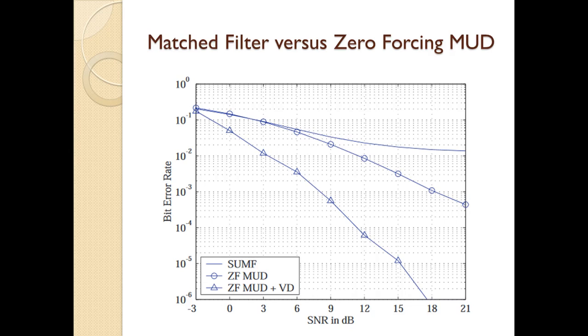The BER curve of the zero-forcing MUD system is shown here. The zero-forcing MUD resulted in an improvement in BER over the baseline matched filter. Additionally, the zero-forcing MUD with a Viterbi decoder achieved a significant improvement in BER over the standalone zero-forcing MUD.